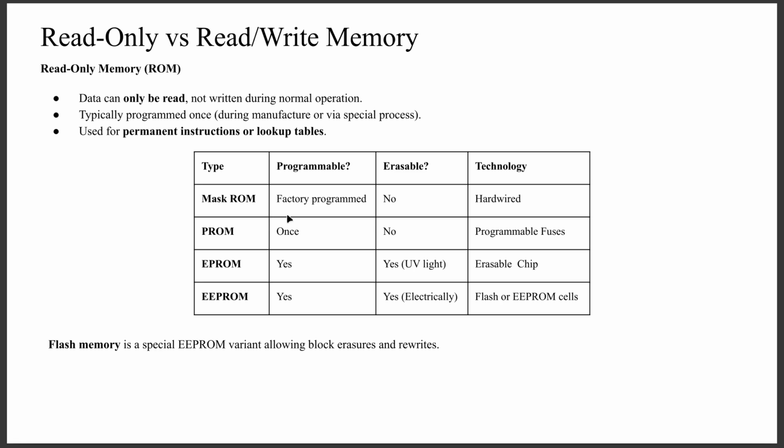Mask ROM is factory programmed, is not erasable, and is hardwired. PROM, or programmable read-only memory, is programmable once, not erasable, and consists of programmable fuses. EPROM, erasable programmable read-only memory, is programmable, is erasable via UV light, and has an erasable chip. And then EEPROM is programmable, is electrically erasable, and uses flash or EEPROM cells. Flash memory is a special EEPROM variant allowing block erasures and rewrites.